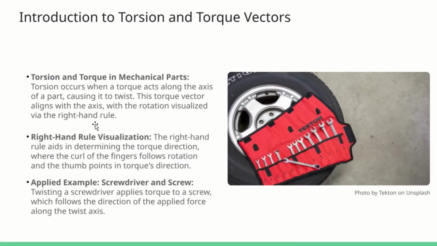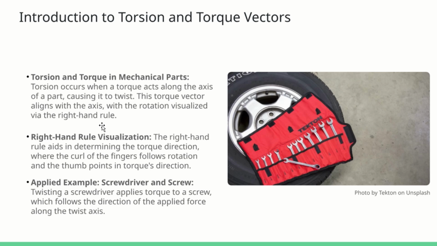What is torsion? Torsion and torque in mechanical parts. Torsion occurs when a torque acts along the axis of a part, causing it to twist. The torque vector aligns with the axis, with the rotation visualized by the right hand rule. You see your car, your motorcycle, the wheels that rotate, everything that rotates, there is a shaft related to the rotation, then we have the torsion of it, and then we have the torque. Torque equals force times the radius, T equals Fr.